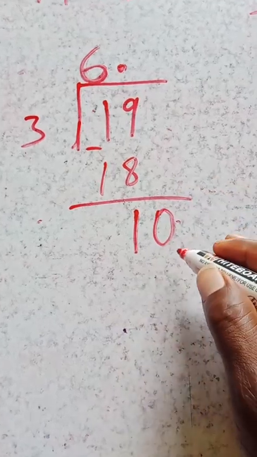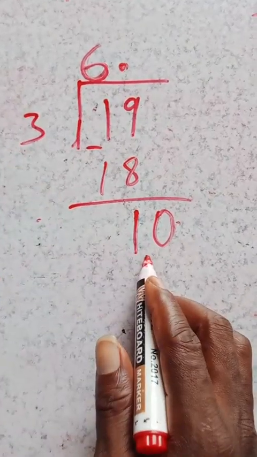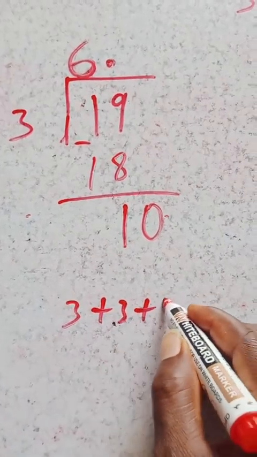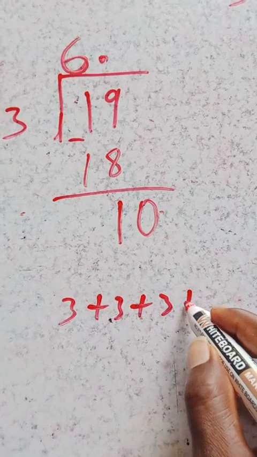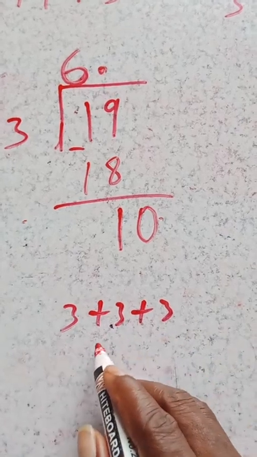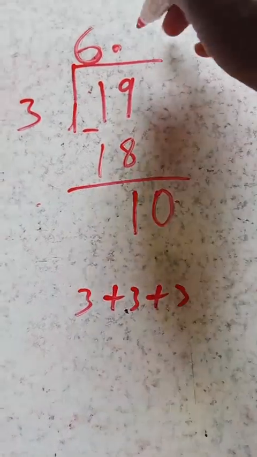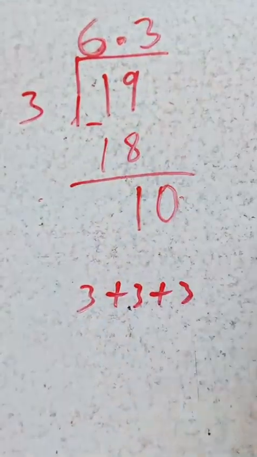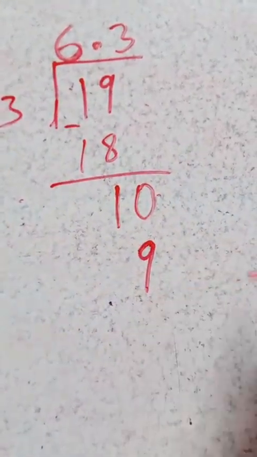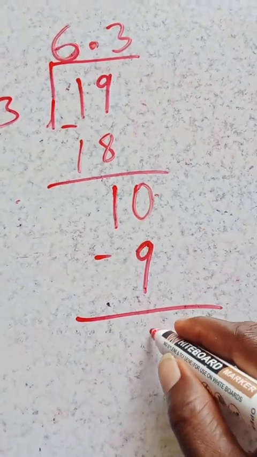Add 0. When you add 0, it is now 10. Now you say how many times will 3 appear in 10? Let's say 3 plus 3 plus 3 is 9. Okay, plus another 3 is more than 10. So we'll take off 1. So it means 3 will appear 3 times in 10. So you write down 3. And then immediately you say 3 times 3 is 9. So you write down 9, and then you minus again. 10 minus 9 is 1.